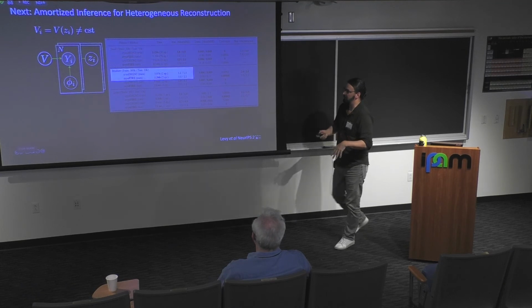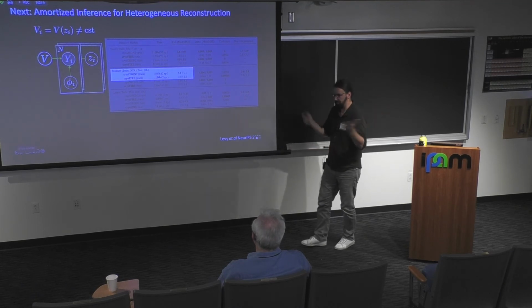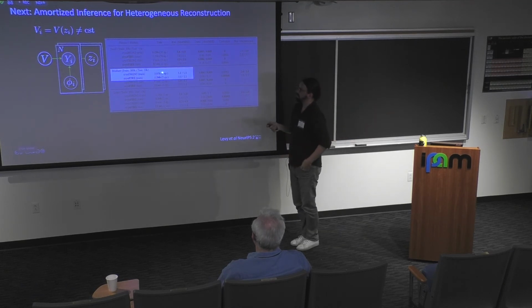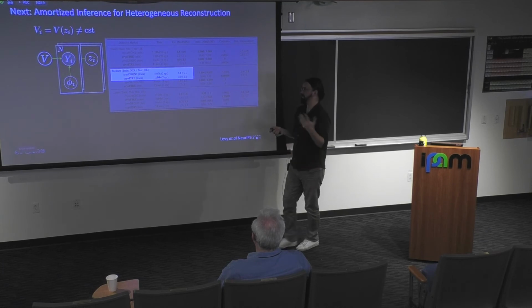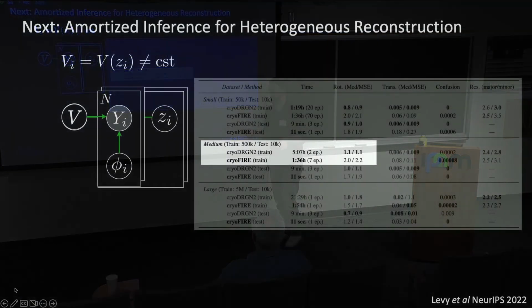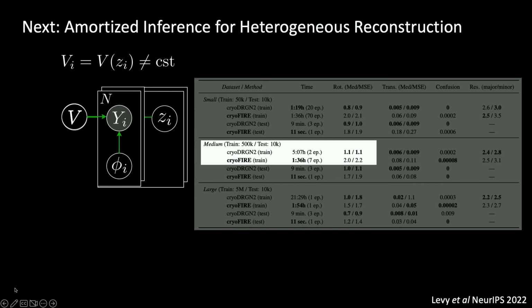Right? So if you now go to 10 times this dataset size, CryoDragon 2 would now take 5 hours. CryoFire would still take 1 hour and a half. That's the same price to pay. Performances would still be in favor of CryoDragon 2. So amortization has a price in terms of accuracy.